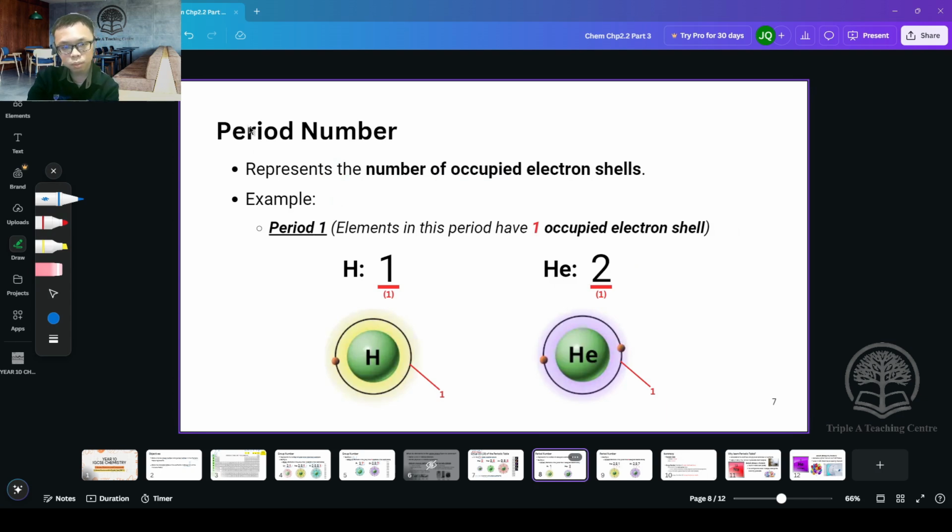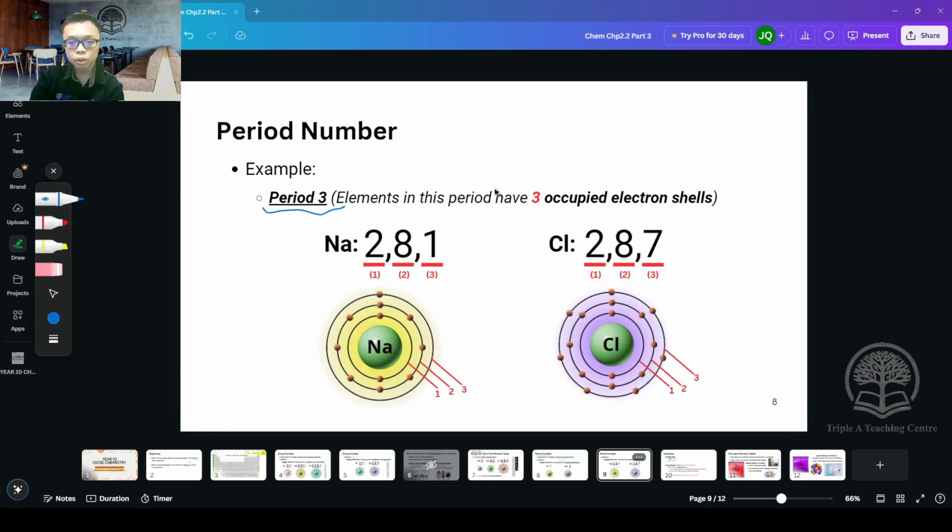Alright, so we learned about group number. Now is period number. What does period number represent? It represents the number of occupied electron shells. For example, period 1 has hydrogen and helium. Elements in period 1 have 1 occupied electron shell, like hydrogen and helium, so they are put in period 1. For another example, period 3, like sodium, magnesium, chlorine, all these elements have 3 occupied electron shells. You can see 1, 2, 3 for sodium. Chlorine also has 1, 2, 3. So they are in period 3.